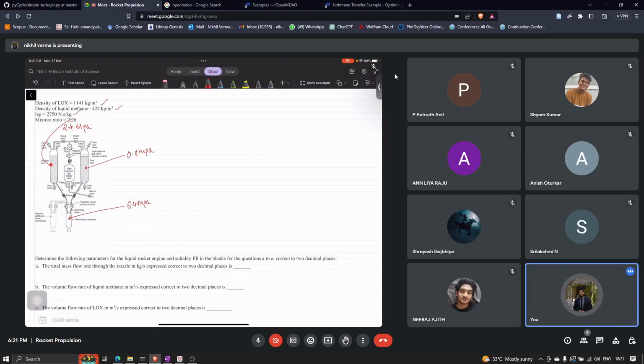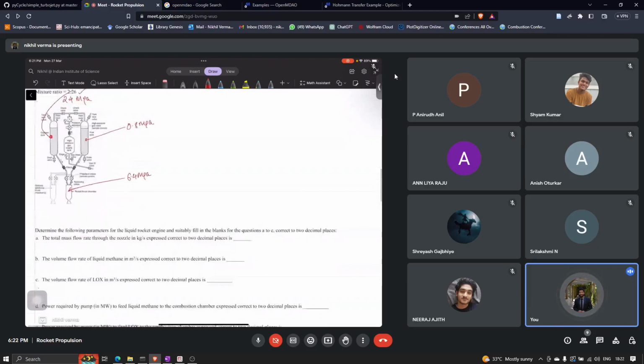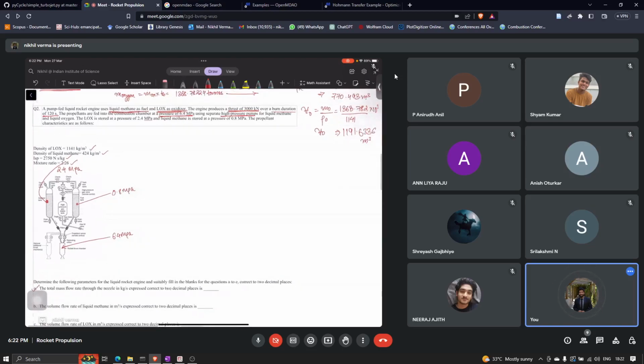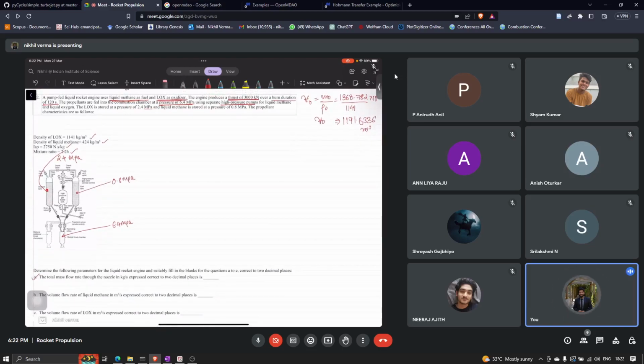Now we have the density of liquid methane and liquid oxygen. We have the ISP, we have the mixture ratio. So we have to calculate again the total mass flow rate to the nozzle. I think this is similar to what we have done. So try to solve these problems and we will discuss the answers after we have completed this solution. Okay, so I hope the question is visible to everyone. Yes. Okay, try to solve this. We'll discuss once you have completed it.